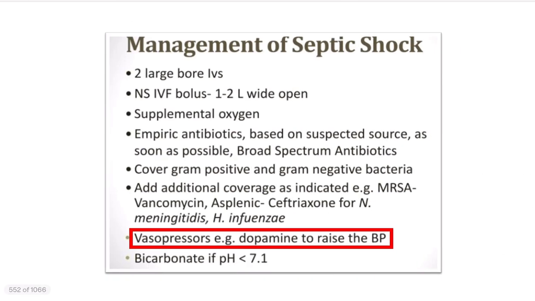What is the management of septic shock? First of all, open a large bore IV cannula or IV channel, then give a normal saline bolus dose of 1 to 2 liters wide open, then supplement oxygen and give empirical antibiotics. In addition, a vasopressor, which may be dopamine, noradrenaline, or adrenaline, may be used. So the vasopressor is used for management of septic shock.